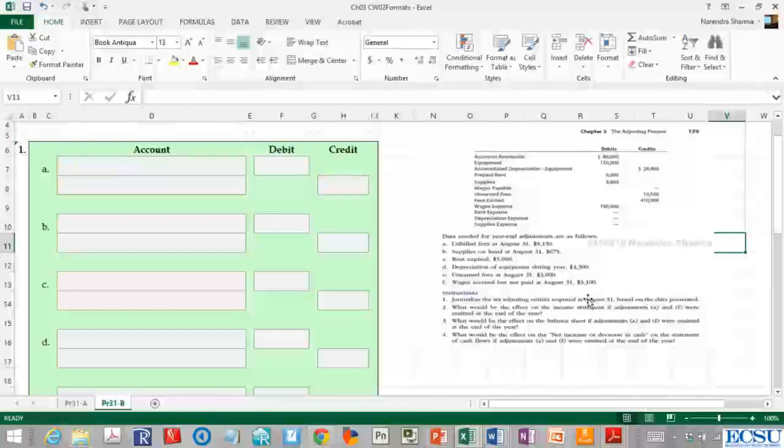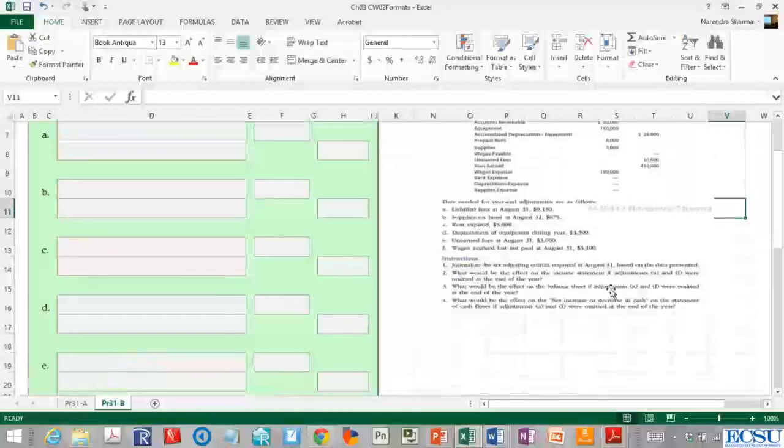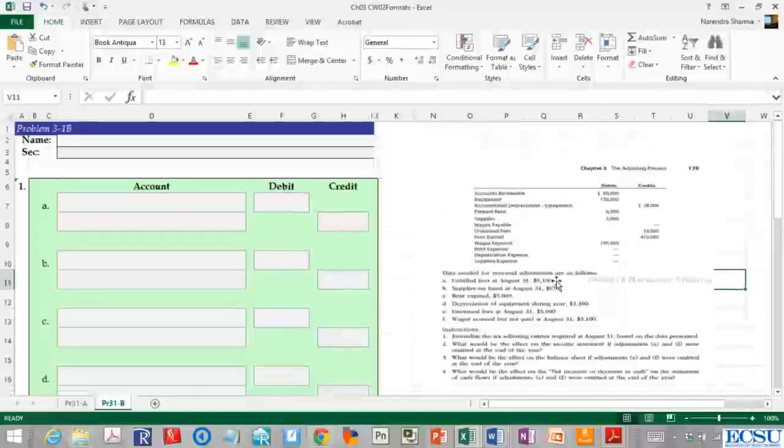And rent expired is 5,000. And depreciation on equipment for the year is 3,200. And then unearned fees at August 31st is 3,000. And wages accrued but not paid at August 31st is 3,100. So that will be how we'll be taking that problem.